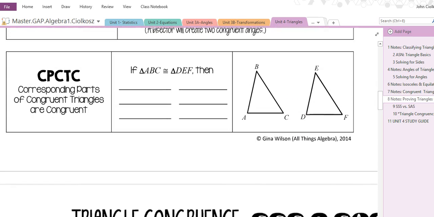Alright, so thinking about our corresponding parts of congruent triangles are congruent, let's think about some congruency statements here. If these things are congruent, well, let's see here. We've got angle A congruent to angle D. I could say angle C is congruent to F. This should look pretty familiar, so I'm going to skip past this now.